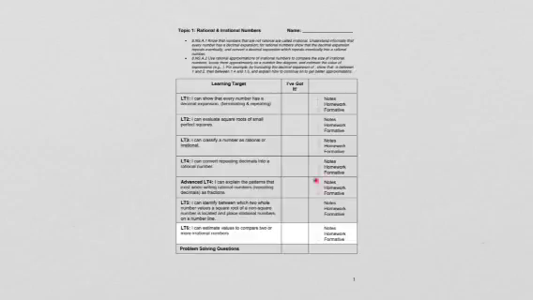Now, there is a little bit of mistake here. We do not have notes and homework specifically on the Advanced Learning Target 4, so you could cross that off. So let's go ahead and move on with Learning Target 4, converting repeating decimals into a rational number.